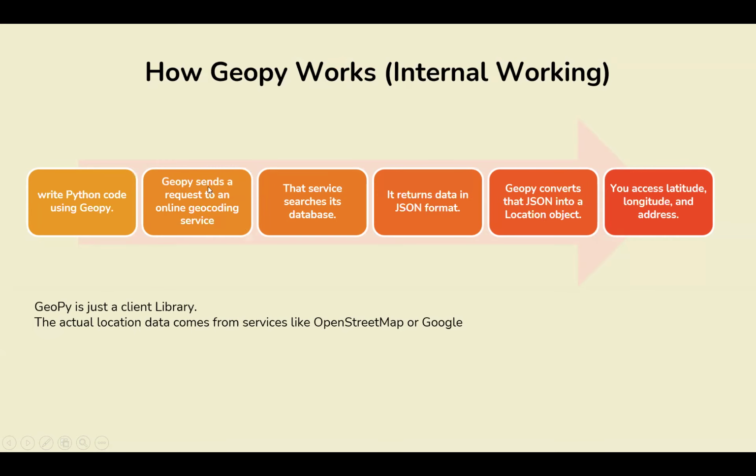GeoPy sends a request to an online geocoding service. That service searches its database and returns data in JSON format. GeoPy converts that JSON into a location object, and we access latitude, longitude, and address from it. So GeoPy is just a client library. The actual location data comes from the service. We will decide whether we want to do geocoding and reverse geocoding using OpenStreetMap or Google Map.